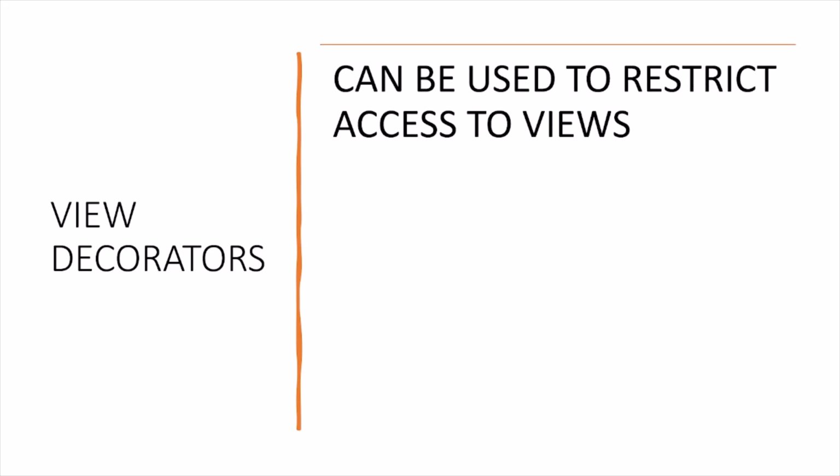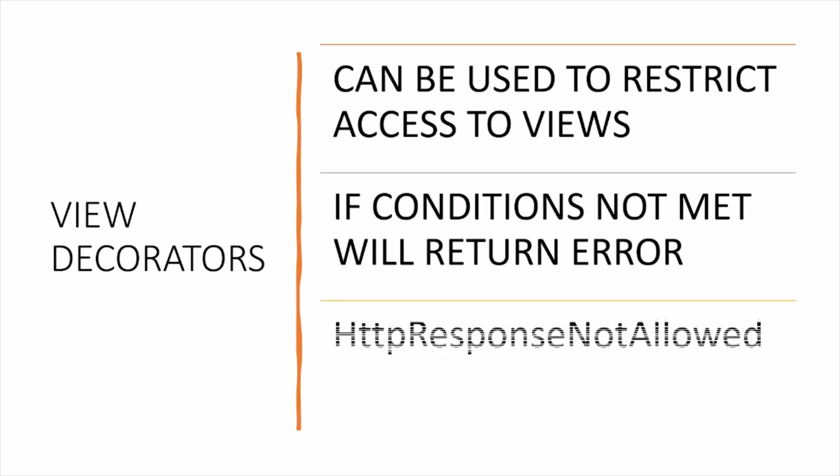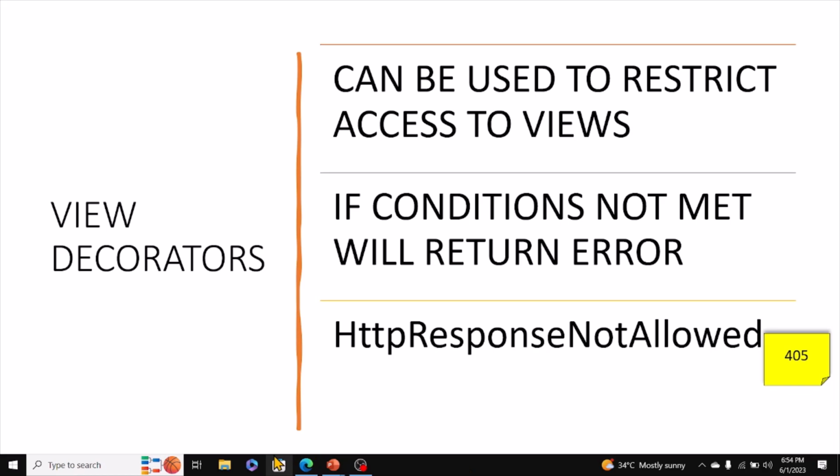What are they? Essentially, view decorators allow us to restrict access to our views. Now you may ask how? Well, every decorator has a condition or conditions that need to be met, and if they're not met, an error is returned. The type of error returned is the HTTP response not allowed error, which returns a status code of 405. Now let's go to our code and introduce a view decorator.